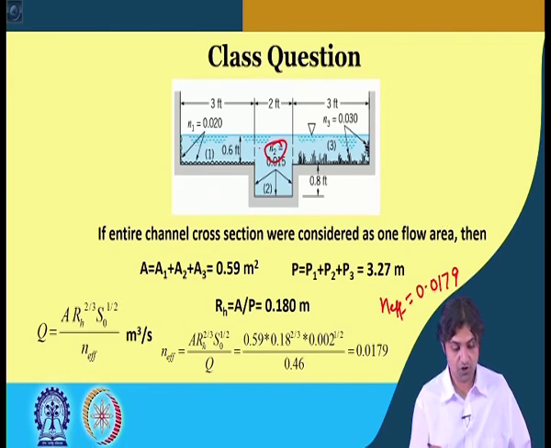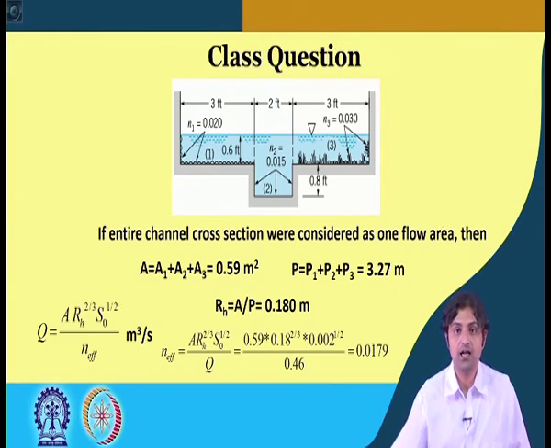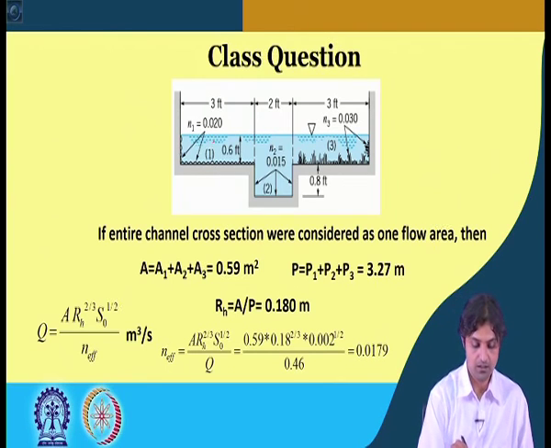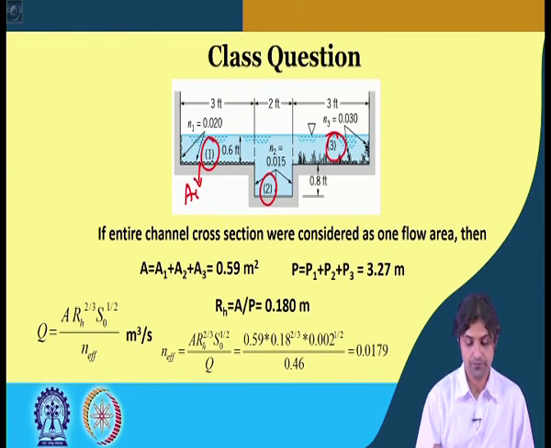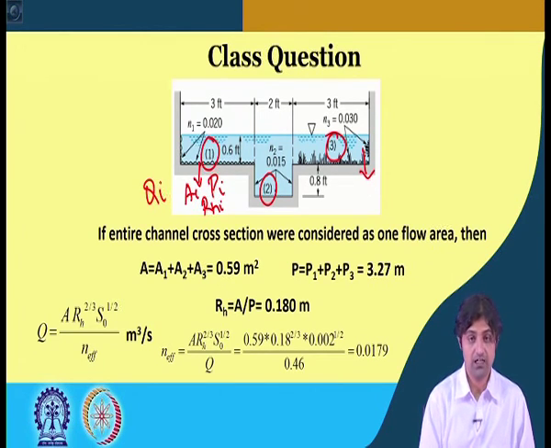So, this question we have solved. What we did, we had a complex cross section. In that complex cross section there were three parts, part 1, part 2 and part 3. For each part we found out areas A_i, we found out perimeter P_i, we found out hydraulic radius R_Hi, we found out Q_i, and then we summed all the discharges to find the total Q in that section. Okay. Good.